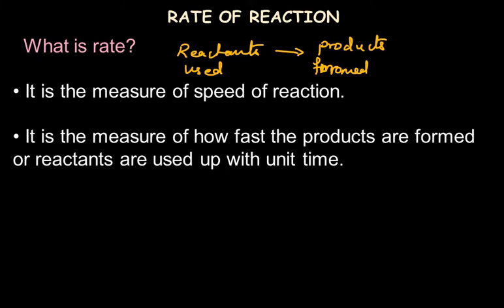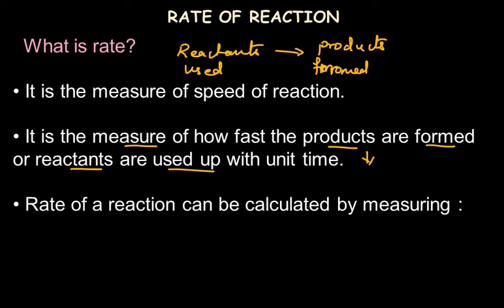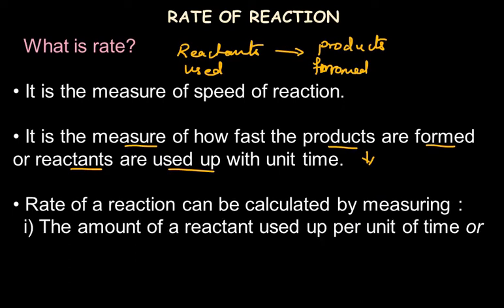For example, we can measure how fast the products are formed, that is the speed of formation of products, or how fast the reactants are used up, that is how far the reactants get decreased in their concentration or in the amount. So rate of reaction can be calculated by measuring the amount of reactants that get used up per unit time.